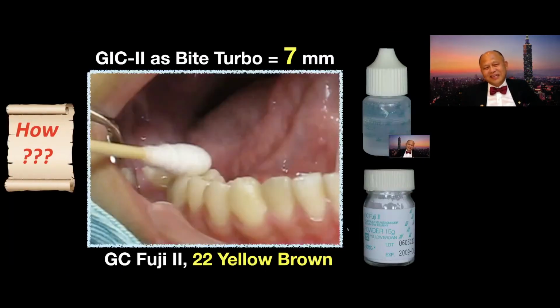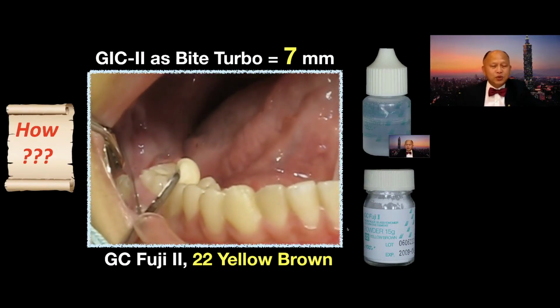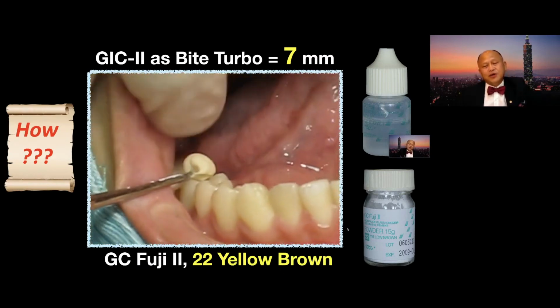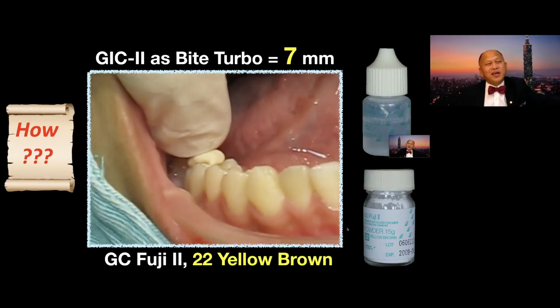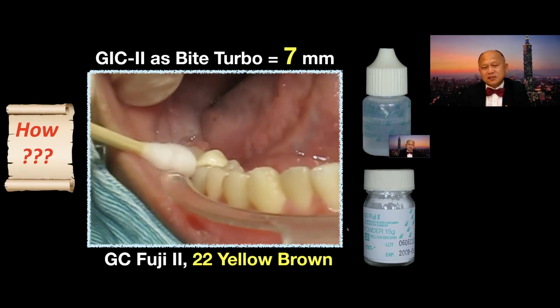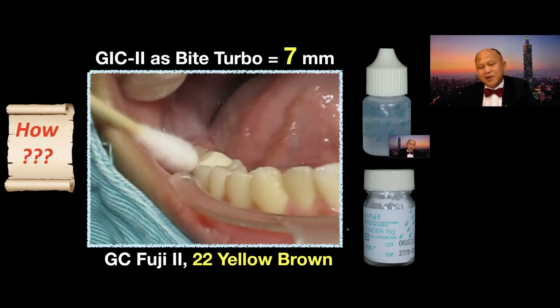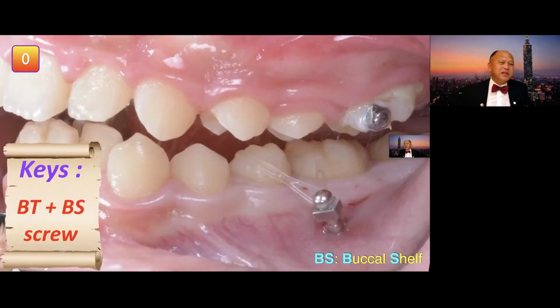How? Easy. First, you clean the surface. You don't have to add etching. Just dry the surface a little bit. If you don't dry the surface, that's still okay. It can work in a wet situation. Just mix a piece of this glass ionomer and put it on the surface, and you can just add and add until you get 7 millimeters. That's very easy. Believe me, it is very easy to use that glass ionomer cement.